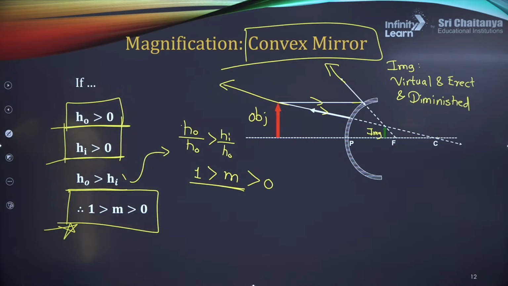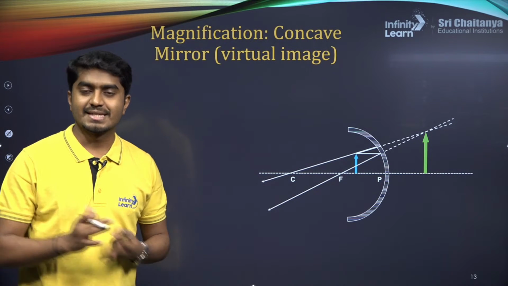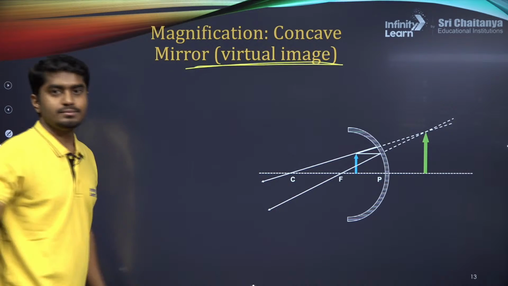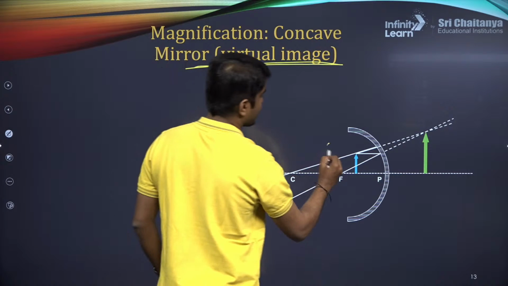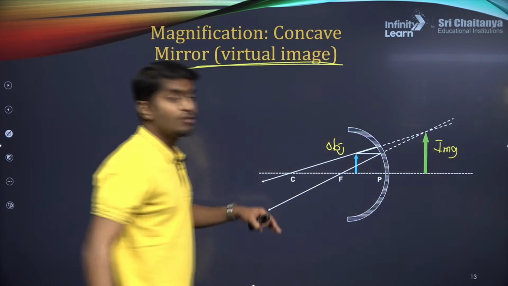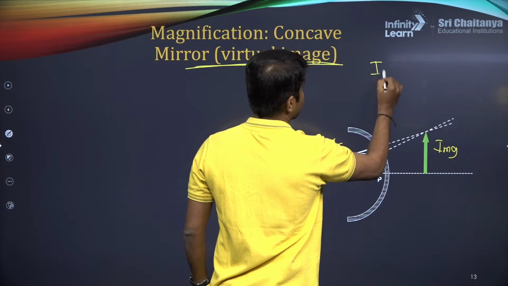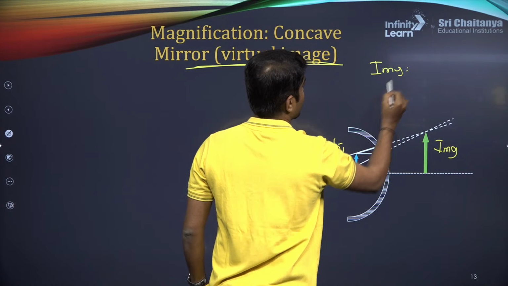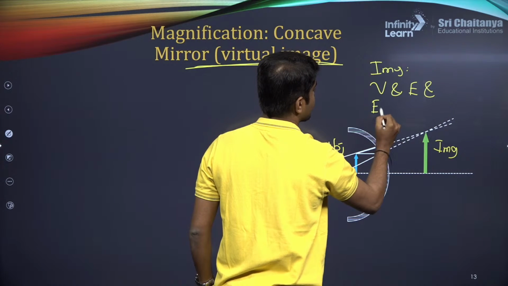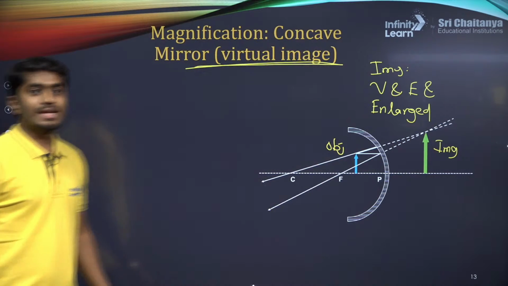Let's understand for the concave mirror. In the concave mirror, we have two different cases. The first case is when the image is virtual. You see here, there is our object and there is an image. So when you get a virtual image, what are the properties of this image? This image is virtual and erect and enlarged. Right? So let's write down some properties.